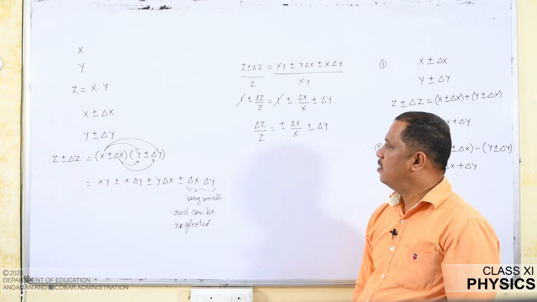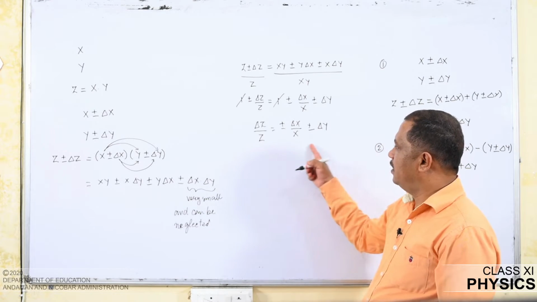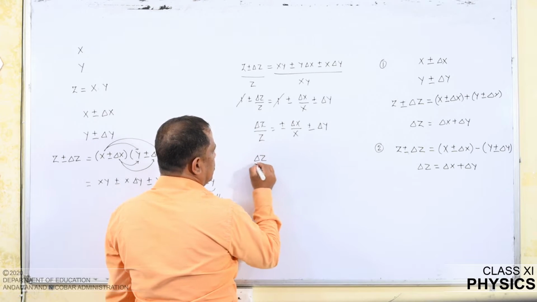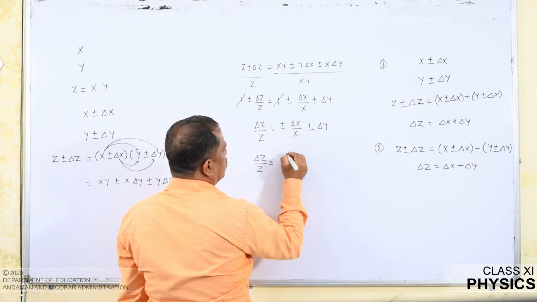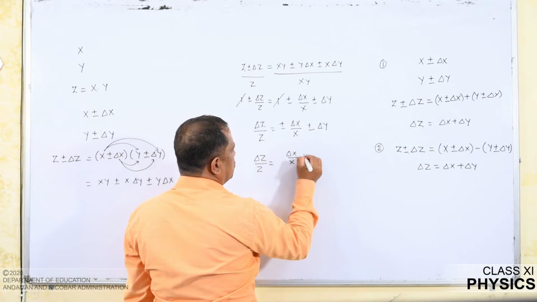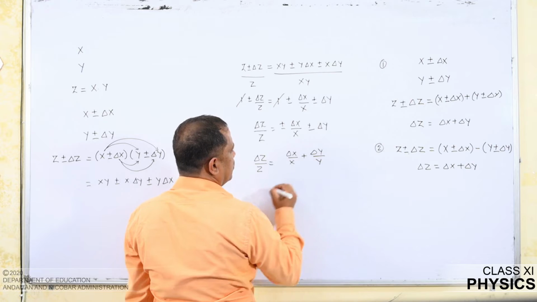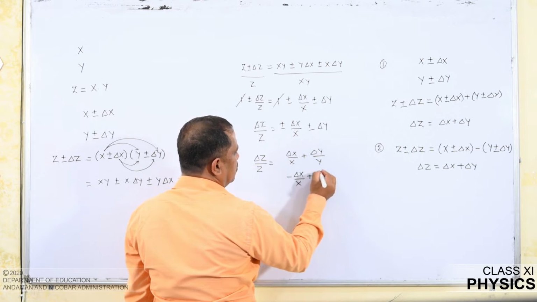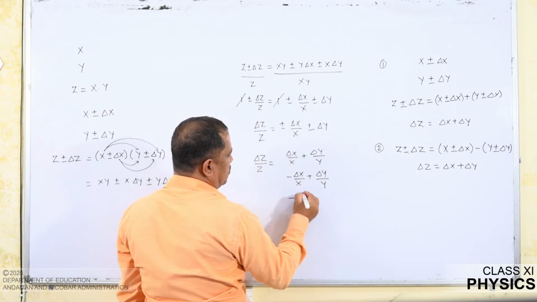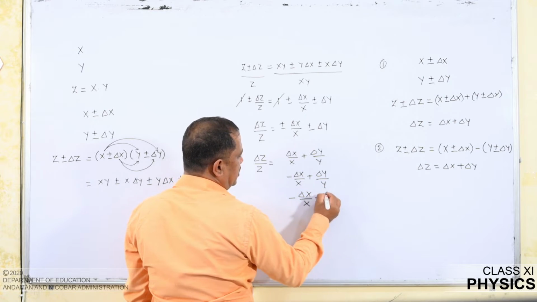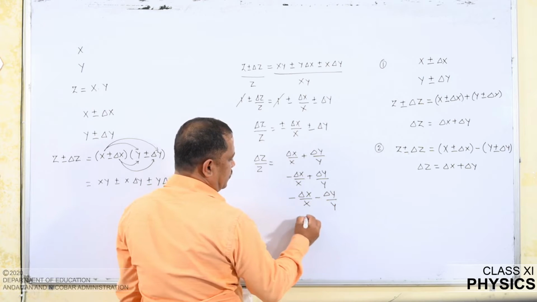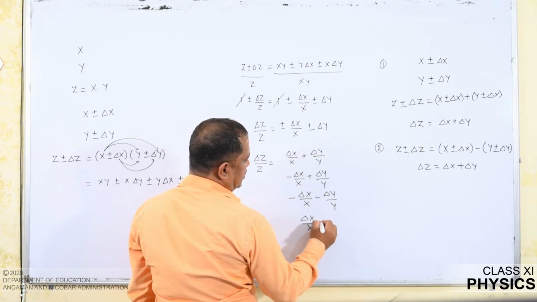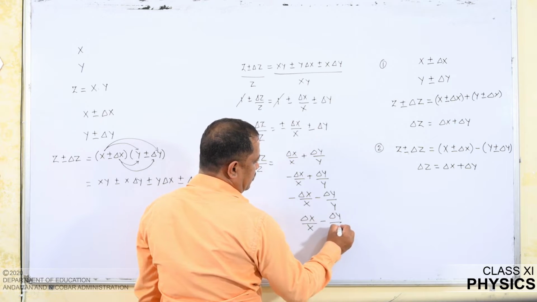When I see the 4 options available, all those 4 options will be like this: delta z by z. The first option is delta x by x plus delta y by y. The second option is minus delta x over x plus delta y over y. The third option is delta x over x minus delta y over y. The fourth option is delta x over x and minus delta y over y.